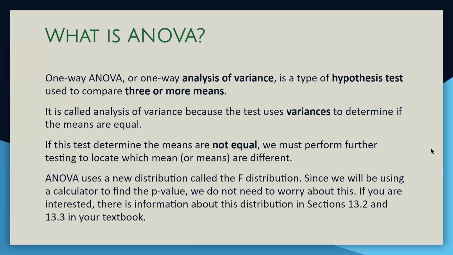ANOVA uses a new distribution called the F distribution, which again is related to variance. We're going to be using a calculator to find the p-value, so we don't actually have to worry about what the F distribution looks like or how it works. It does kind of look like a chi-squared distribution, because again, it's related to variance, so it is skewed to the right. If you want more information about that, there is information in your textbook in sections 13.2 and 13.3, or you're welcome to drop by office hours this weekend. I can go over some of the finer details.